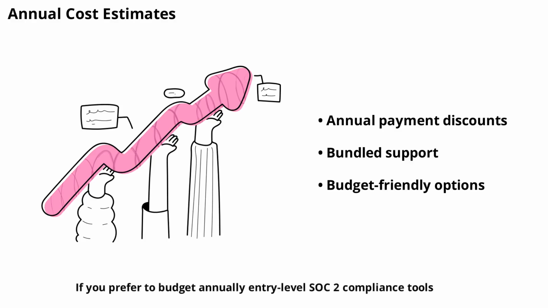If you prefer to budget annually, entry-level SOC 2 compliance tools will generally cost between $1,200 and $5,000 per year. Some providers offer discounts for annual payments, which can help you save money in the long run. Be sure to compare what's included in each plan, as some annual packages may bundle in extra support or training resources that are valuable for beginners.